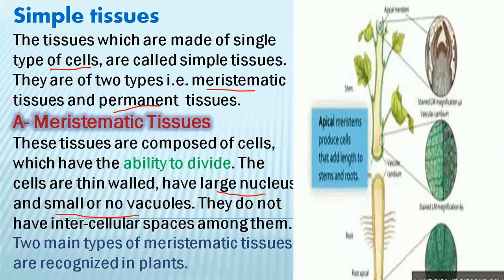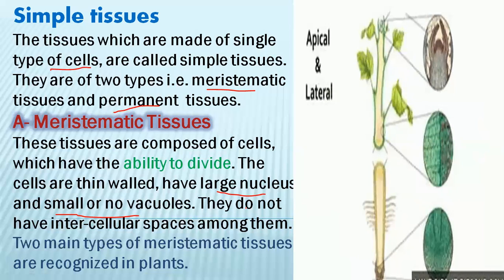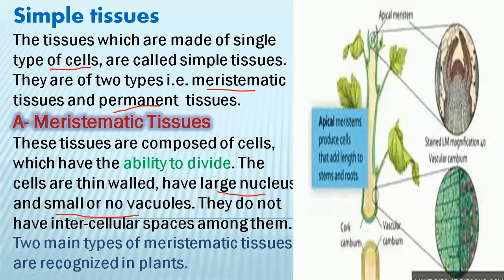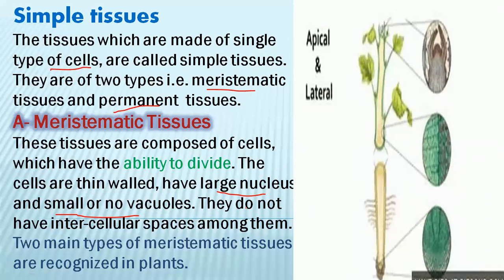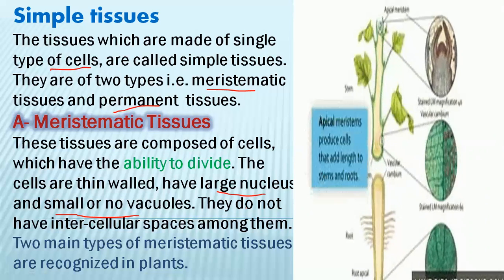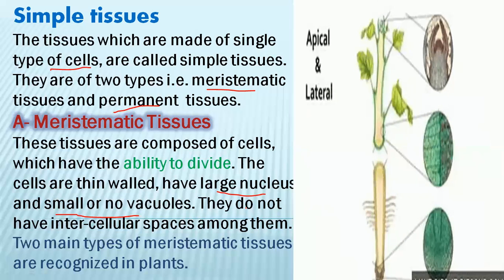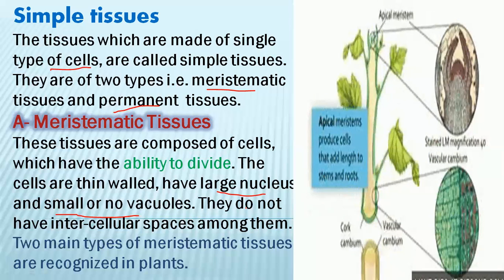As we have just talked about before, the cells which have a large nucleus are mature, permanent tissues, but the cells which have a large nucleus and small vacuoles are dividing cells. They divide continuously throughout life, but after several months or several years, they can change into permanent tissues, and then they stop dividing.